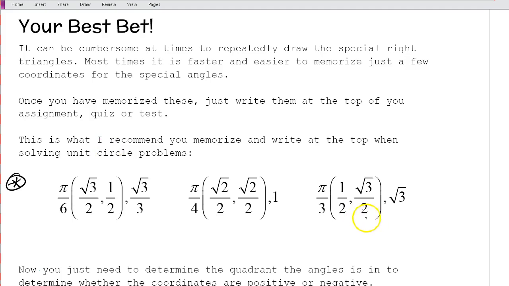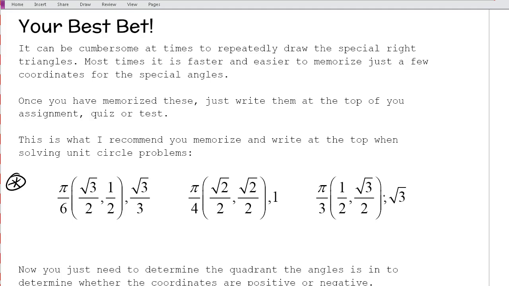And then for pi over 3, we figured out that basically those x and y coordinates are flip-flopped. So we would have 1/2, root 3 over 2, and then the tangent would be the y over the x, which simplifies to root 3. Again, if we were in a different quadrant than the first quadrant, we'd have to figure out what was positive and what was negative using our All Students Take Classes.